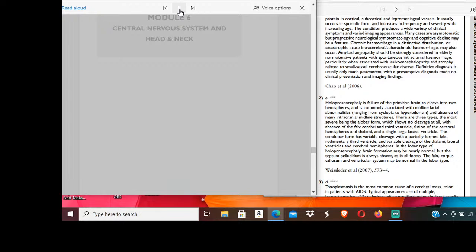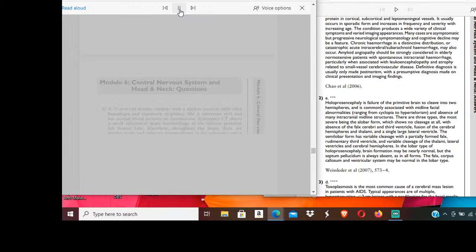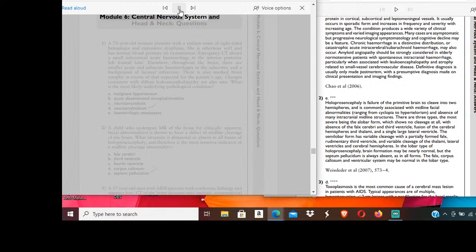Module 6. Central Nervous System and Head and Neck.